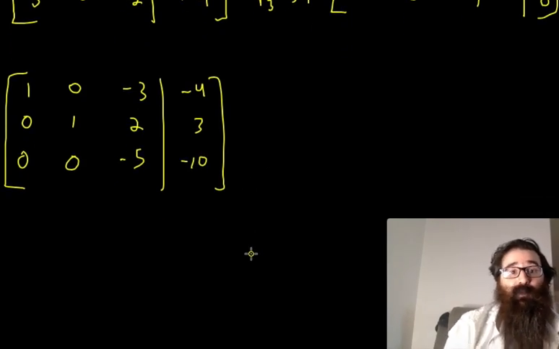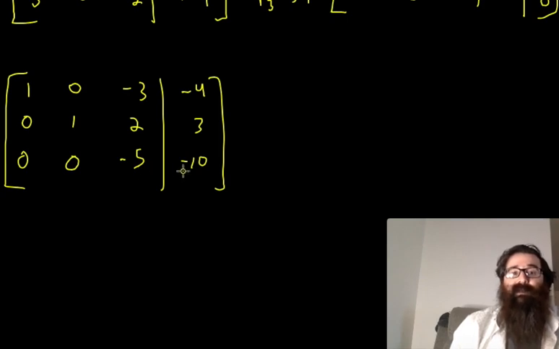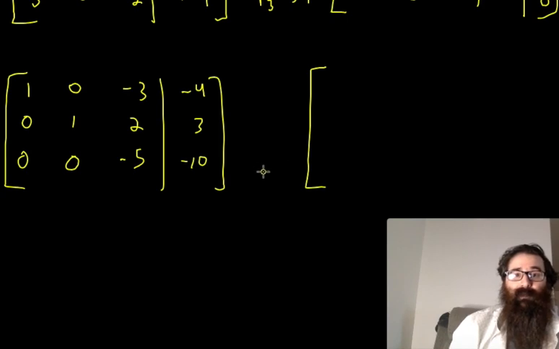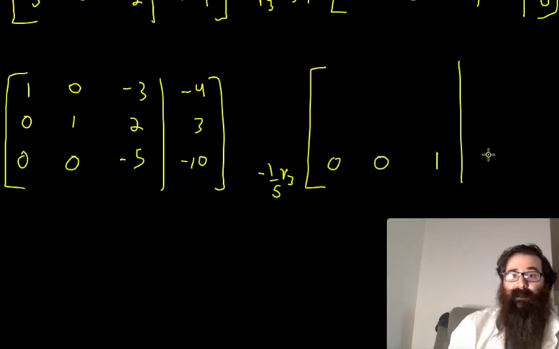And then looks pretty good so far. But now with row 3, I can actually just scale this to make it look a little bit nicer. So I'm going to replace row 3 with negative 1/5 row 3. I'm going to divide each entry by negative 5. So that gives me 0, 0, positive 1, augmented with positive 2. And I can rewrite the other rows.